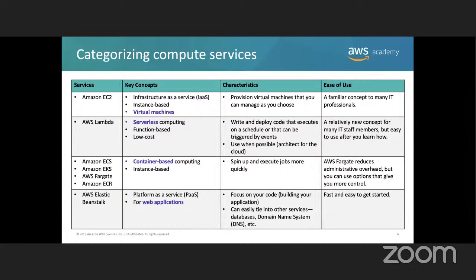Categorizing compute services: we have Amazon EC2, Lambda, ECS, EKS, Fargate, ECR, and Elastic Beanstalk. Key concepts: we mentioned this already, EC2 is infrastructure as a service. You have control of the underlying infrastructure, and it's instance based. It means that you have to create instances when you work with EC2. Basically, when you create an instance, you're creating a virtual machine. It's a computer in the cloud.